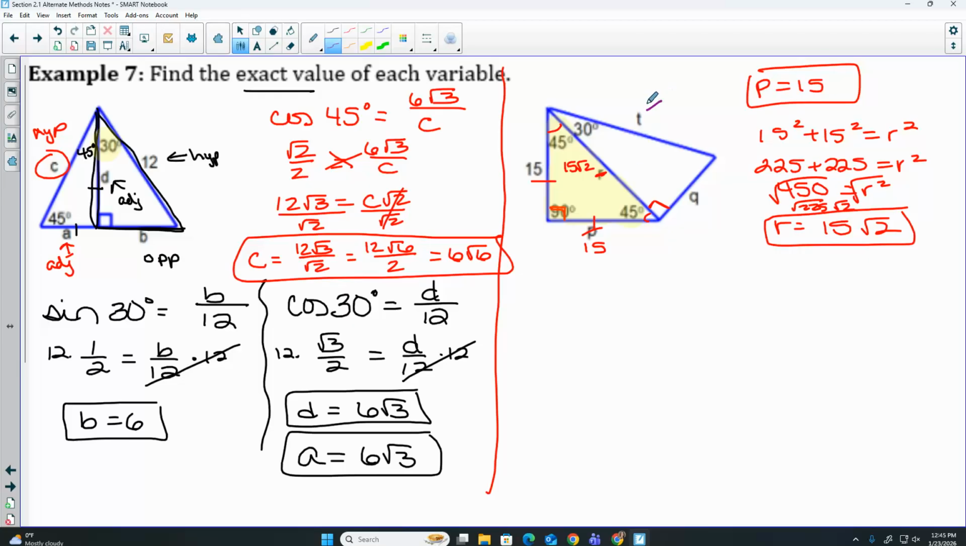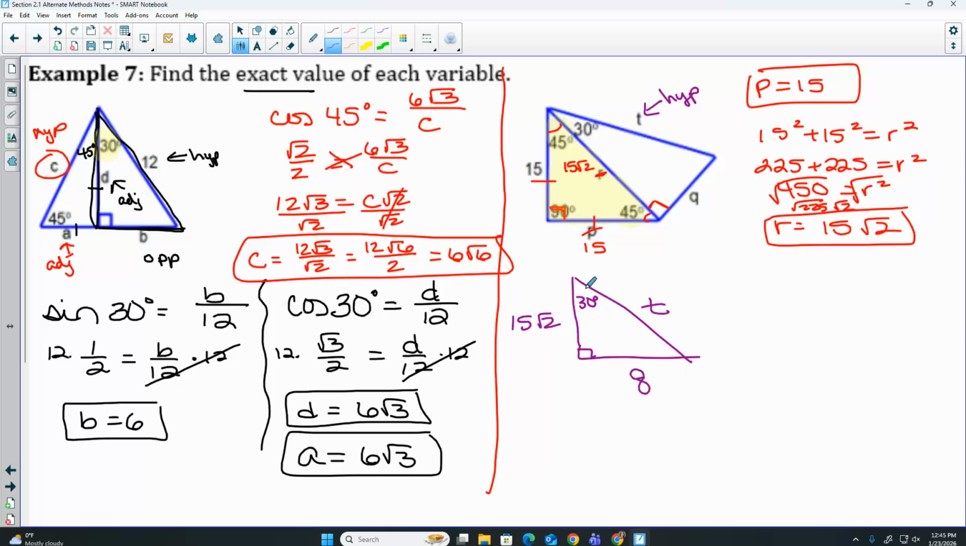Make sure you recognize this would have to be the hypotenuse because it's across from the right angle. If you get confused by these pictures, you're welcome to even come out and just draw them separately. Sometimes that helps. If you're confused, this is T, this is Q, and we just found this side was 15 radical 2. So if you would prefer to redraw just that one triangle, you can do that. It helps make it a little more clear.